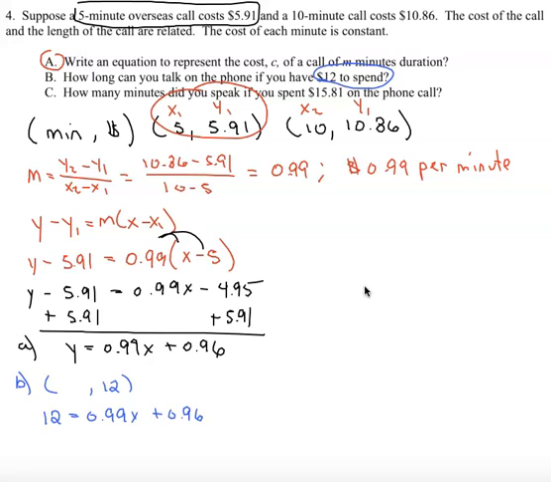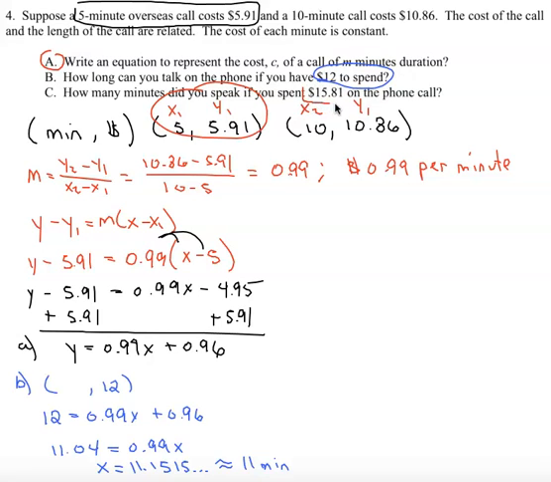Okay, so 12 equals 0.99x plus 0.96. And you're going to subtract 0.96 from both sides, and you're going to get 11.04 equals 0.99x. And then you're going to divide both sides by 0.99, and you're going to get x is equal to 11.151515... So you can say about 11 minutes here. So how long can you talk for $12? About 11 minutes.